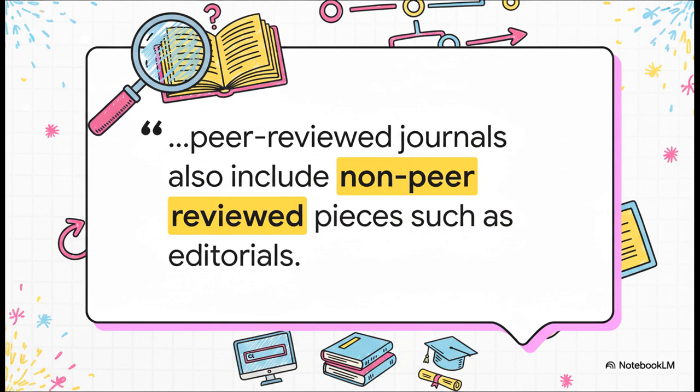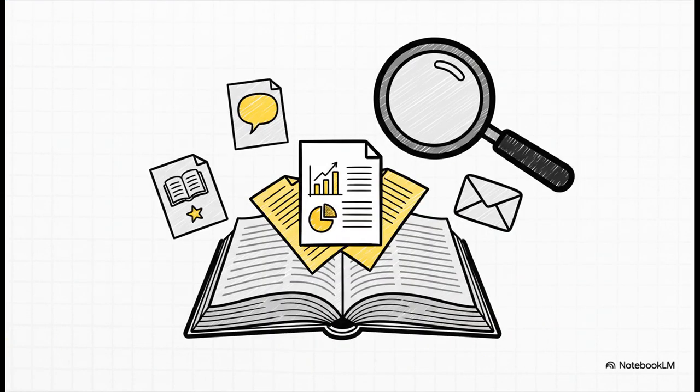This is key. So what does that actually mean? Well, it's simple. Just because a journal is peer-reviewed, it doesn't mean every single thing published in it is a peer-reviewed research article. It could be a book review, or a letter to the editor, or an opinion piece. You always have to do that final check yourself.